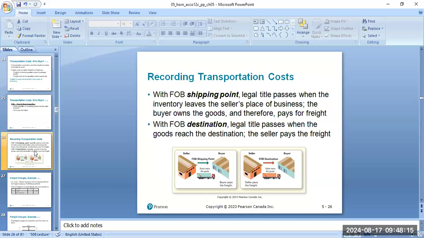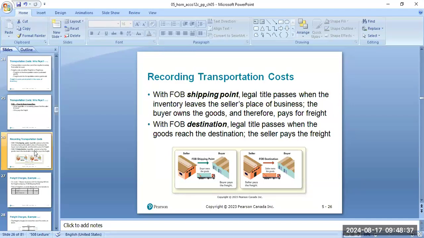Second available option is free on board destination. It means that the rights of the goods pass from the seller to the buyer when the goods reach the buyer's destination.